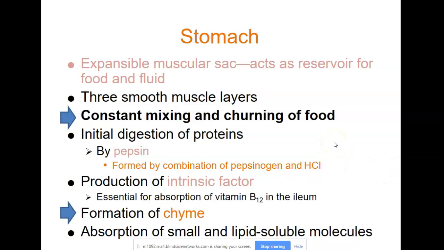So the hydrochloric acid itself will also help denature or unwind some of the larger molecules that you have eaten into smaller bits that can be more easily absorbed in your small intestine.